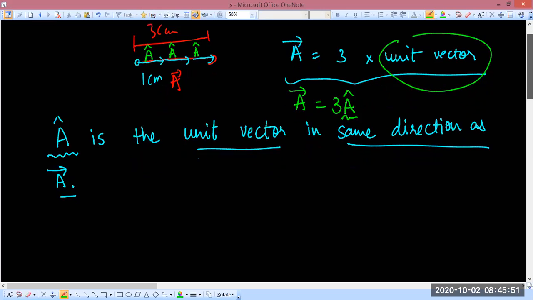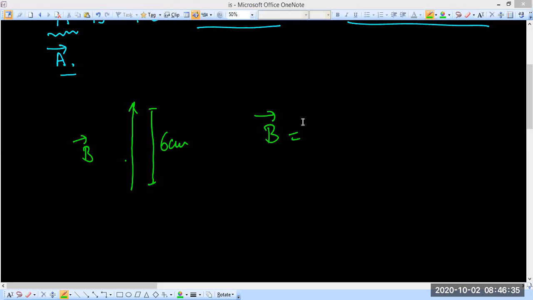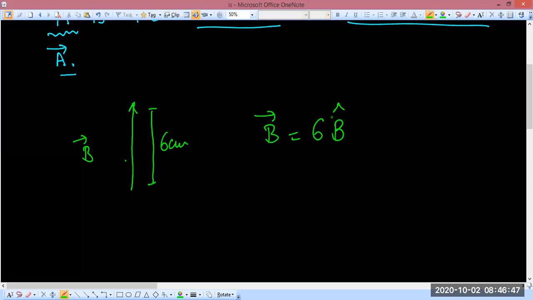Let's take one more example. This time you try it on your own. Suppose you have a B vector like this, which is, let's say, 6 centimeter long. Then how should I write B vector? It cannot be negative, because negative means opposite direction. So it cannot be negative. The correct answer is 6B hat.